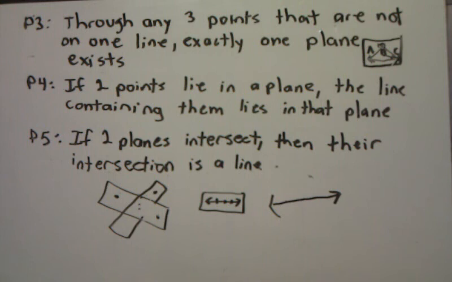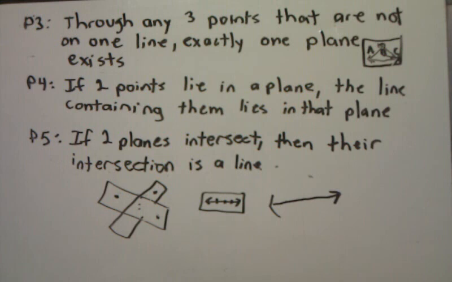Okay, let's do number 6. Look at your postulate page. Select the postulate that states points A and B lie in only one line. A and B lie in only one line would be postulate 2. Through any two different points, exactly one line exists. We can only draw one line. Alright?